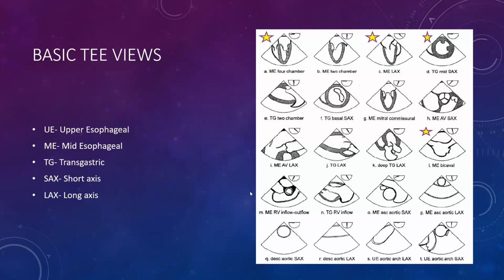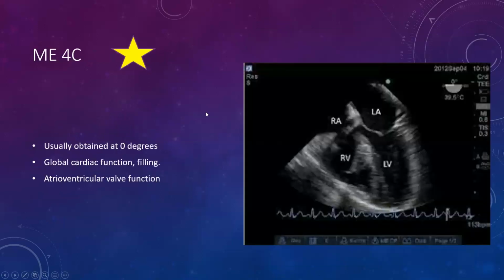I'm going to briefly go through them with a particular focus on these 4 views that I've starred. These 4 views have kind of been advocated as the highest yield views when performing resuscitative TEE. I think that there are a few other views that also are extraordinarily high yield that I would recommend adding to those 4, but I'll go through those as we go along. Just a few abbreviations: upper esophageal, mid-esophageal, transgastric, short axis, and long axis. All right. So you place a probe.